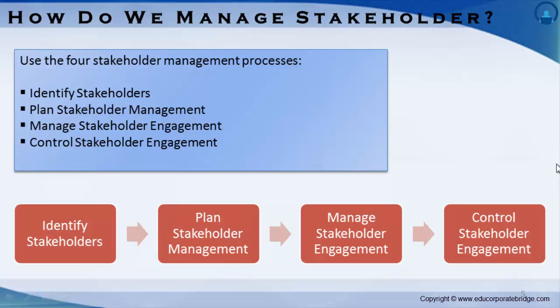Stakeholder management is carried out in a project through four interlinked processes. These processes are: first, identify stakeholders. It is the process of identifying the people, groups, or organizations that could impact or be impacted by a decision, activity, or outcome of the project.